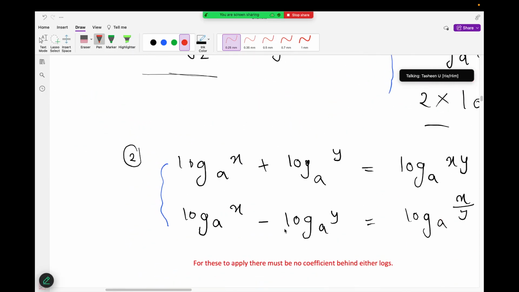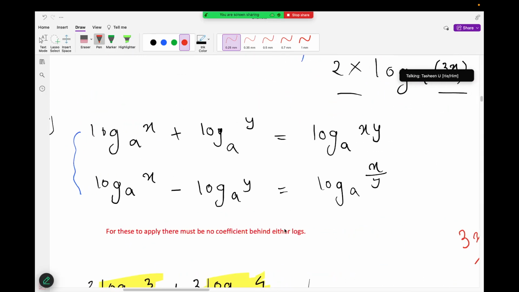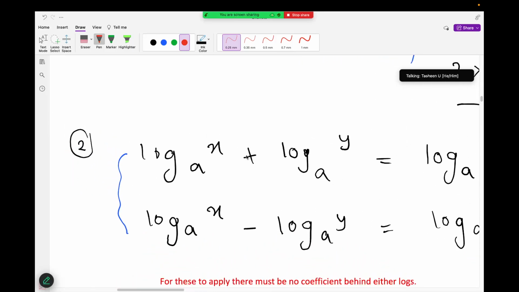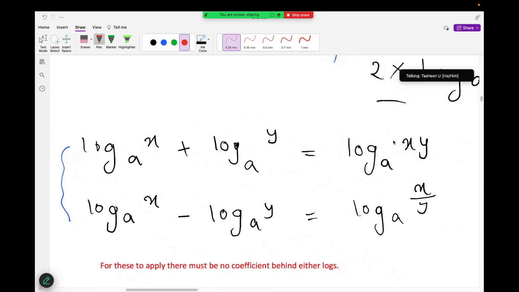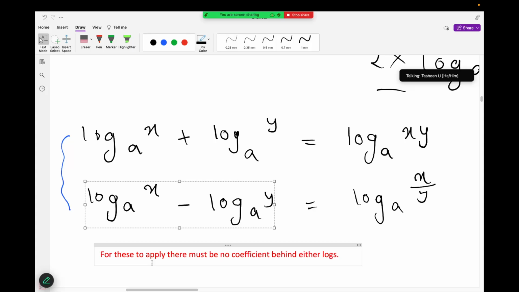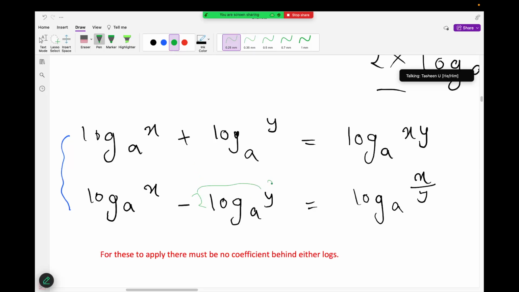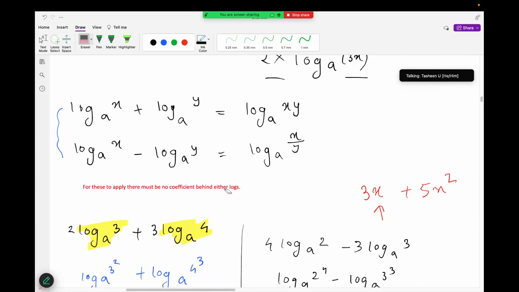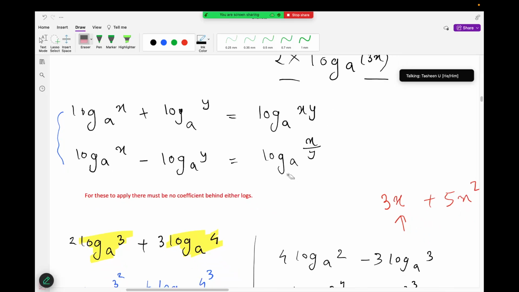Then we have the addition and subtraction rule. If we add logarithms of the same base, arguments get multiplied. If we subtract logarithms of the same base, arguments get divided. For these to apply, there must be no coefficient in front of either log. So if it is something like this thing minus 2, it won't work. You will have to take this here, y squared, for this to occur. So this is a very important line. For these to apply, there must be no coefficient in front of either log.